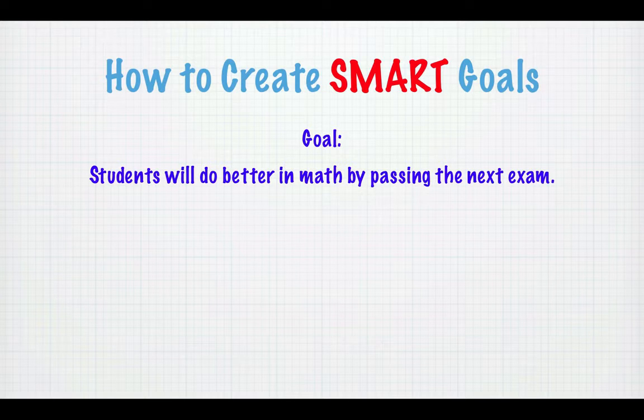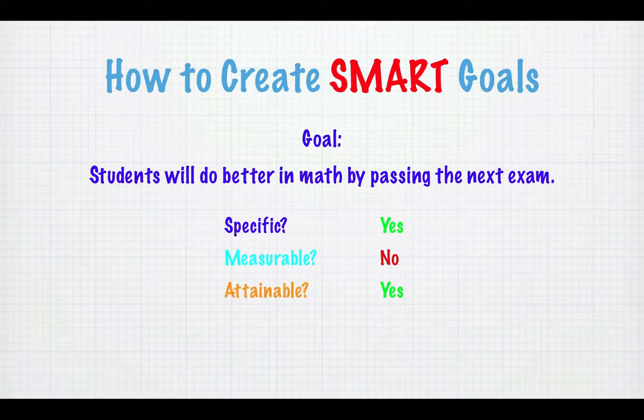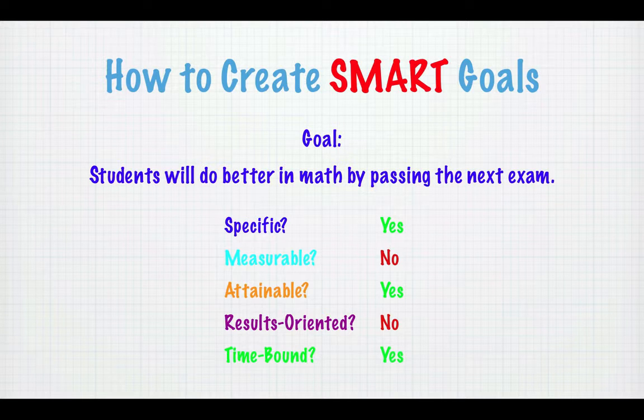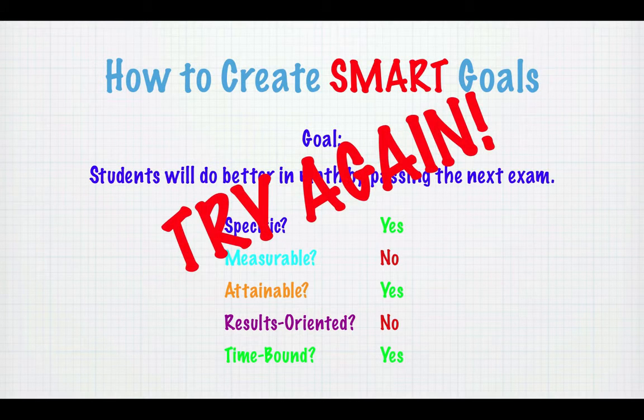Students will do better in math by passing the next exam. Is this a SMART goal? Is it specific? Yes, it does discuss the students passing the next exam. Is it measurable? No. Is it attainable? Yes, in this instance I believe it is. Is it results oriented? No. Is it time bound? Yes, it does mention the next exam. Is this a SMART goal? No. Why don't we try one more time?